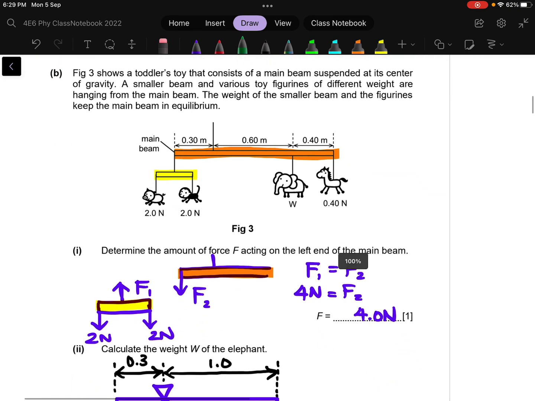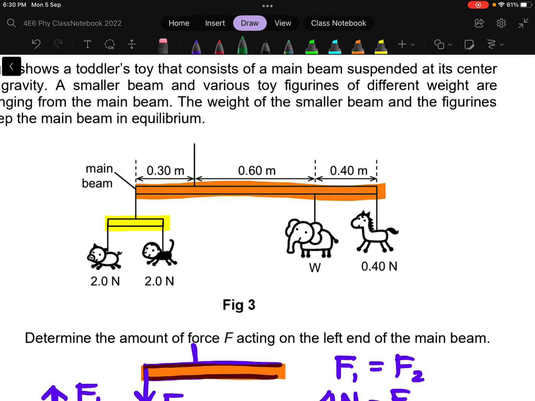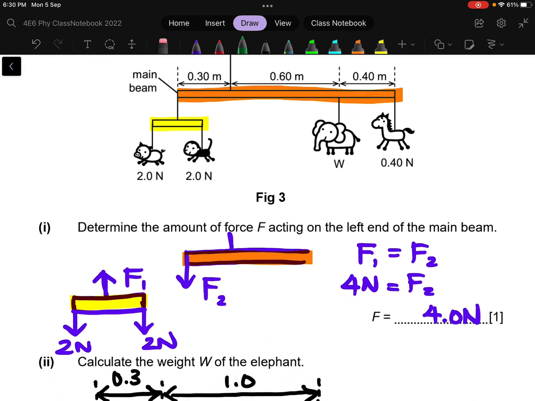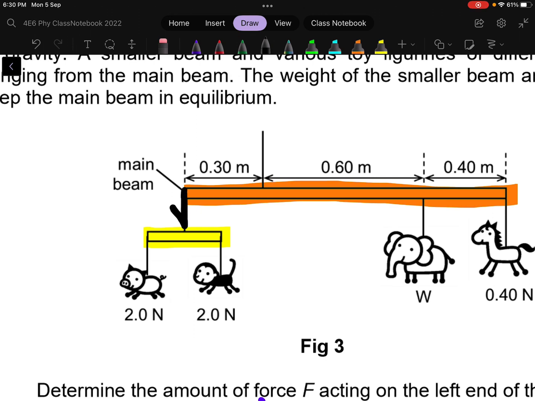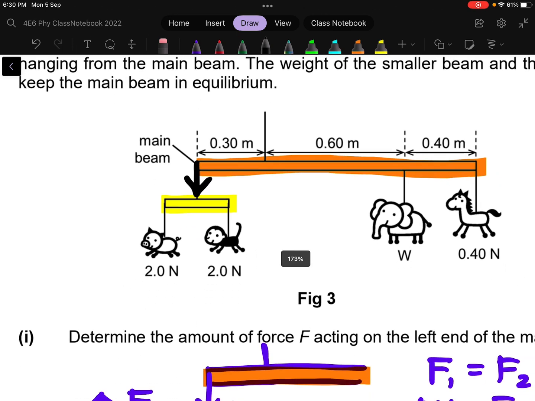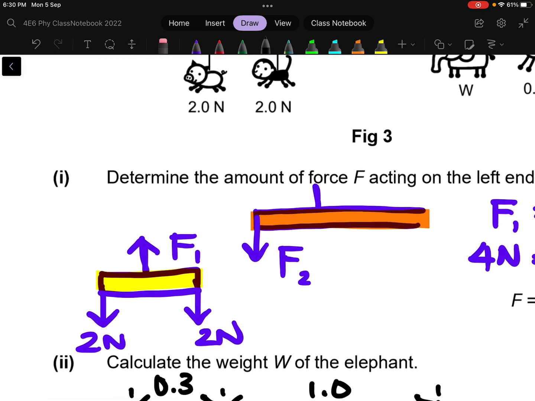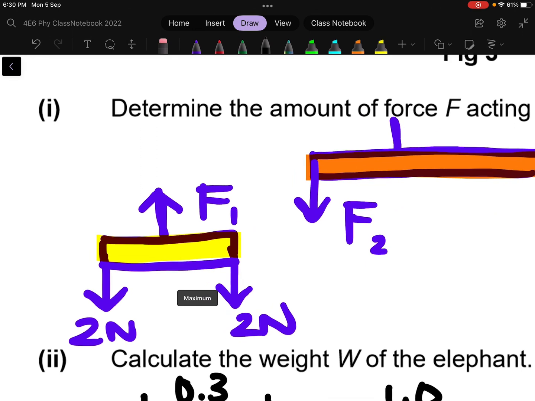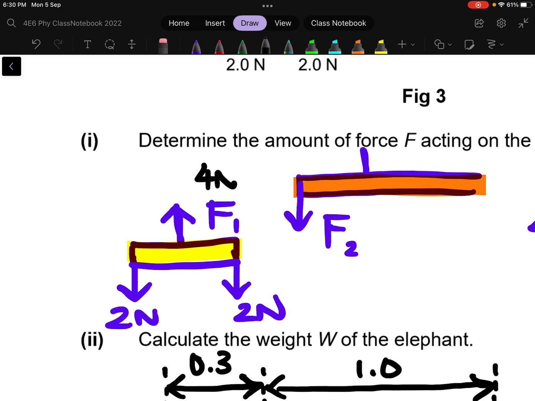For part B, it is a very typical question on moment. Most of you should have already completed your TYS, and in your preparation, you would have seen this question, right? If not, then it's time to reflect on what happened to your preparation. In part 1, they are asking you, what is the force acting on the orange beam? Actually, you need to find this information from the yellow beam. If you look at the yellow beam, there are two toys, each 2 Newton. In order for this yellow beam to be balanced, the upward force and the downward force must be equal. In other words, F1 must be 4 Newton.